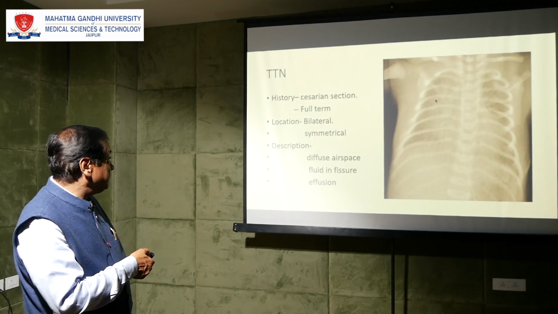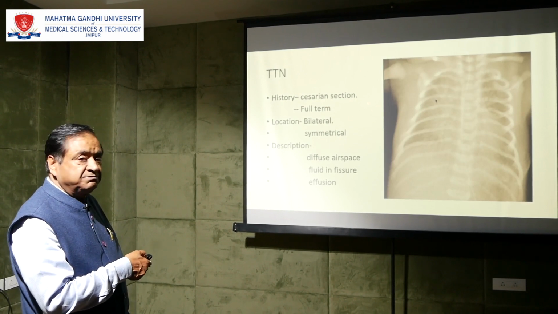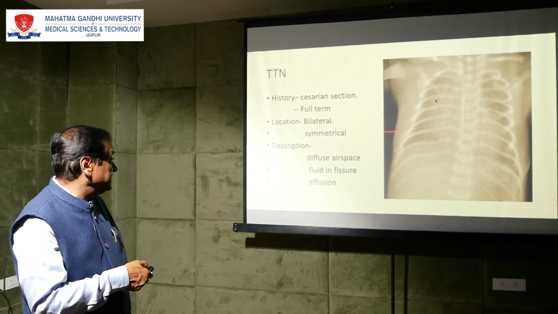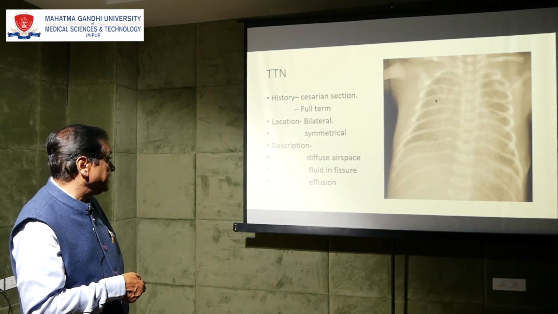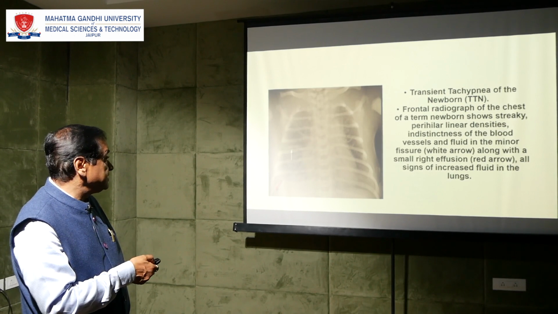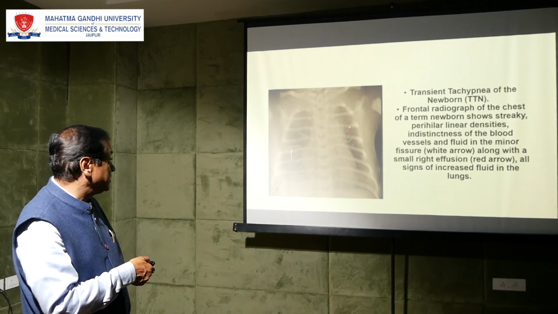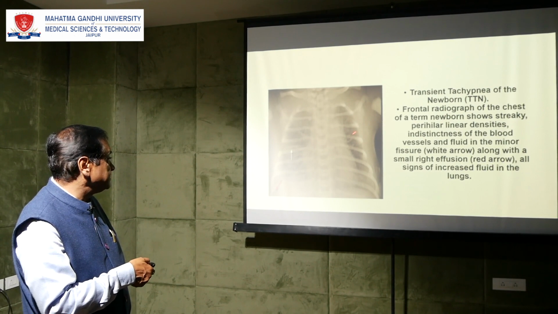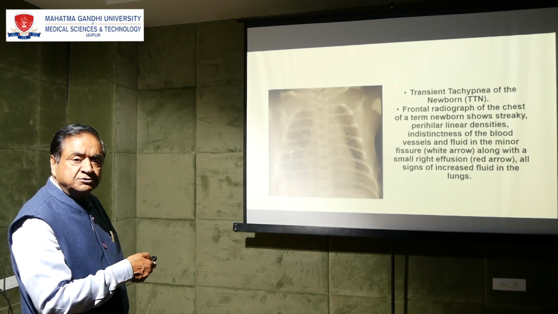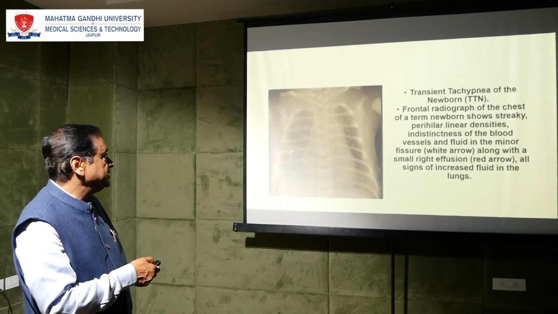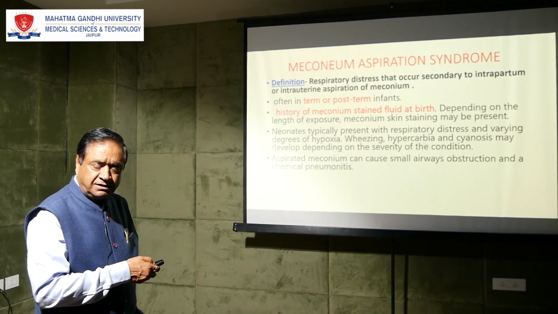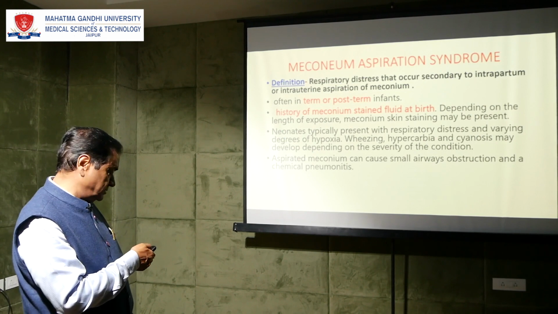This is an important slide where the patient has a history of full term, cesarean section, and bilateral and symmetrical appearance, with diffuse airspace opacity, fluid in the fissure, and effusion. So this is TTN, the transient tachypnea of the newborn. You see the reticular, these linear opacities, such as the interstitial edema; this is the fluid in the fissure, and this is the minimal pleural effusion. So all these findings are suggestive of transient tachypnea of the newborn, which resolves by itself within 72 hours.